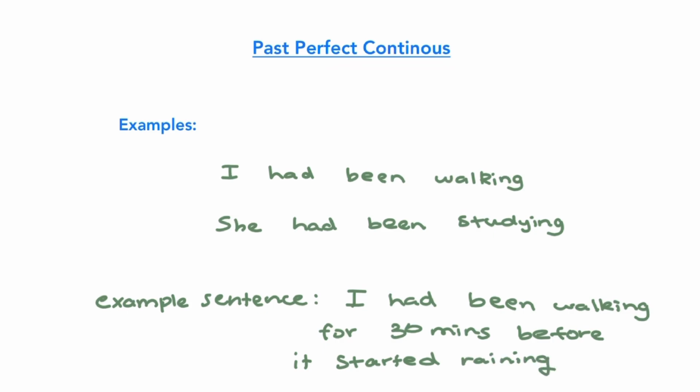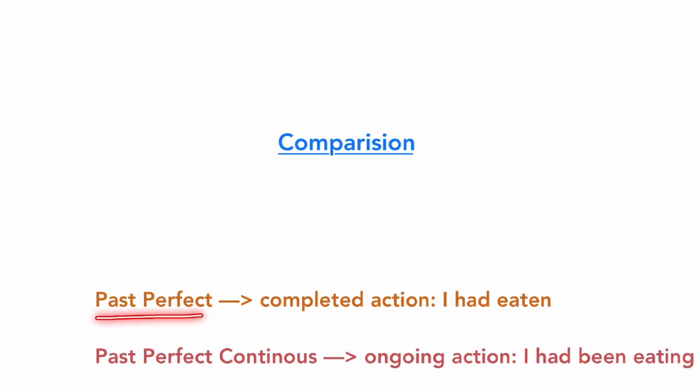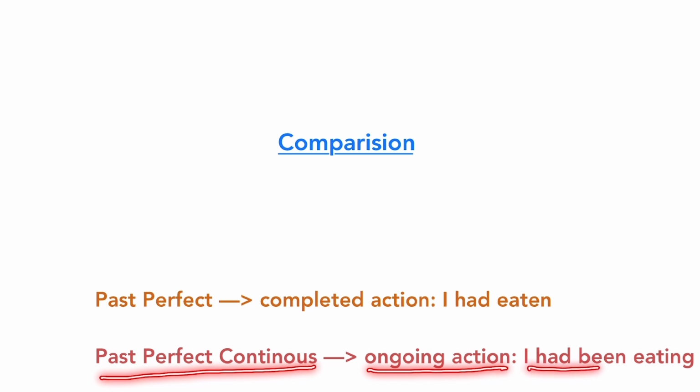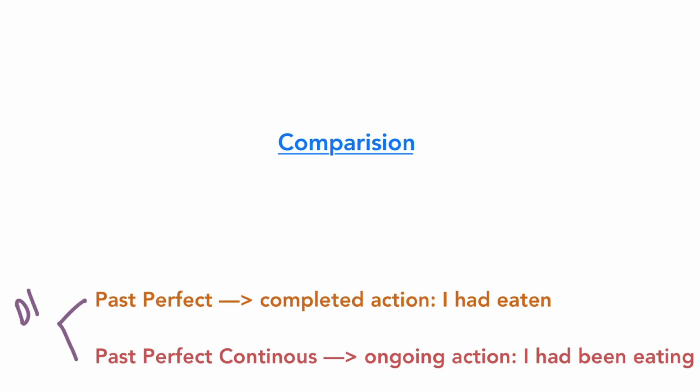Okay, so past perfect is a completed action. An example is I had eaten. Past perfect continuous is an ongoing action. An example is I had been eating. So they both have completely different meanings. You can always come back to my video and look at this, or take a note somewhere, anywhere, and you'll never forget the difference. You can make up any sentences using past perfect and past perfect continuous. Okay?